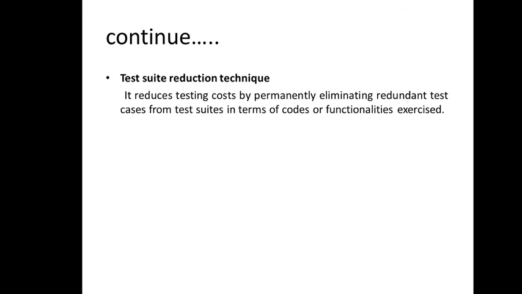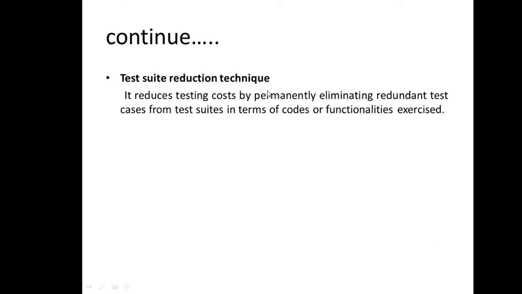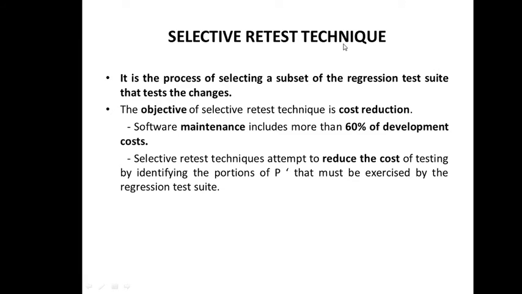Now, the first one, that is the selective retest technique. We have seen three methods. Among this regression test selection technique, the method used is the selective retest technique, right? So what does this technique say? It is a process of selecting a subset of the regression test suite that tests the changes. Okay, fine. We have to select the test cases from the original test suite. The objective of the selective retest technique is cost reduction. That is also fine.